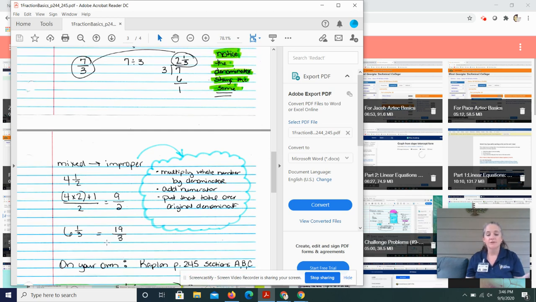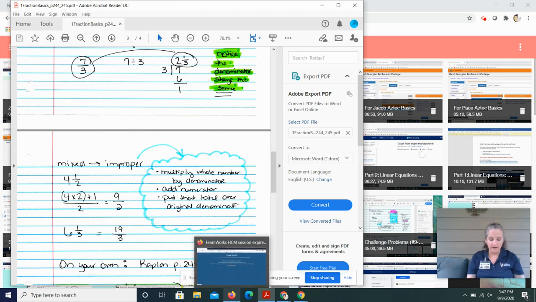So I'm going to pause this for a second. What I want y'all to do is get out your Kaplan book and work sections A, B, and C on page 245. Okay, so page 245, just work on sections A, B, and C. In section A, you're writing proper fractions for the shaded areas. In B, you're writing an improper fraction and a mixed number for the shaded area. And then in section C, if it's an improper fraction, you're making it a mixed number. If it's a mixed number, you're making it an improper fraction, okay?